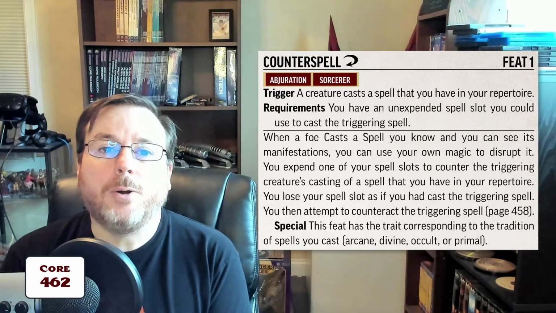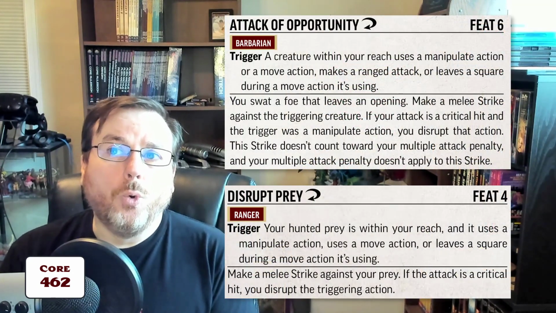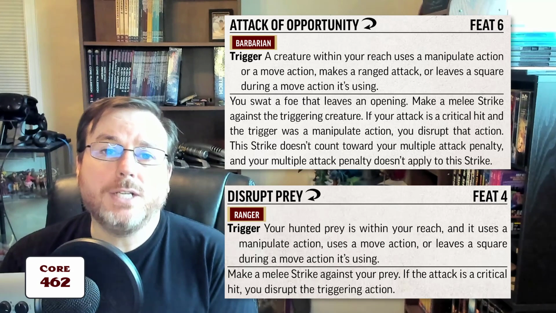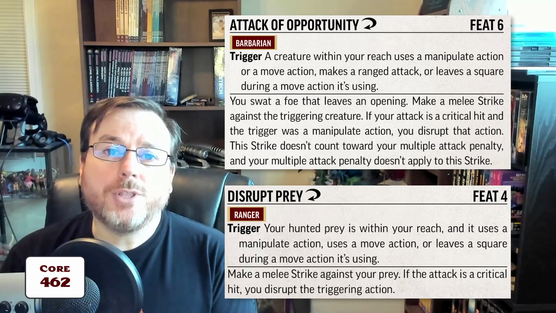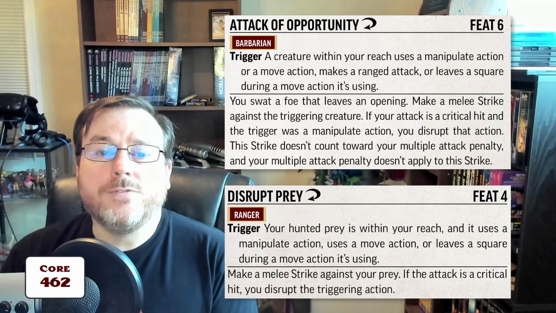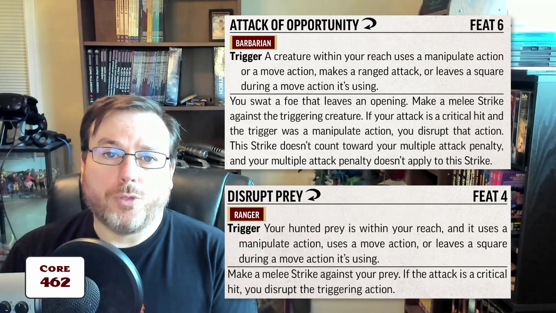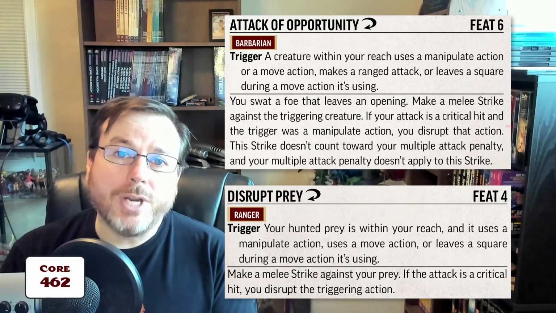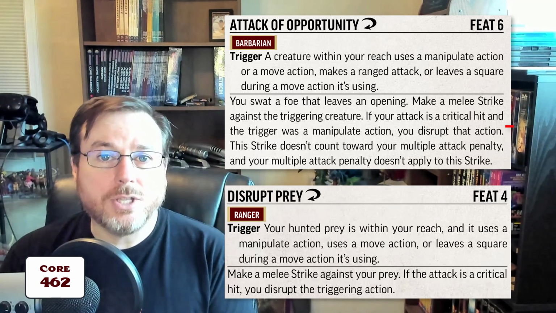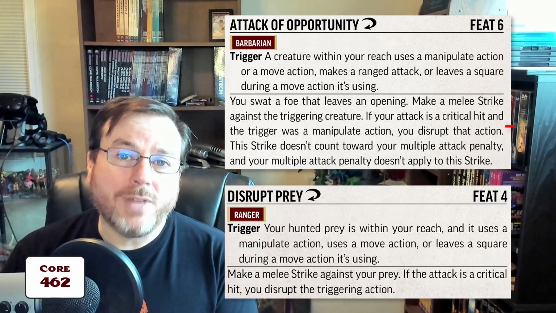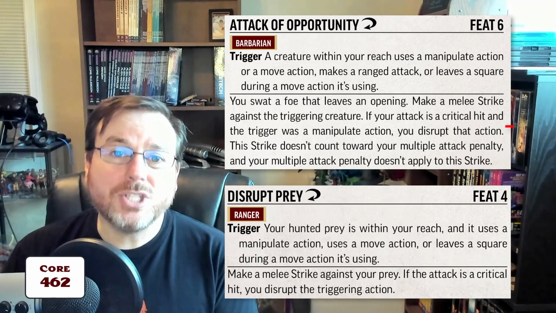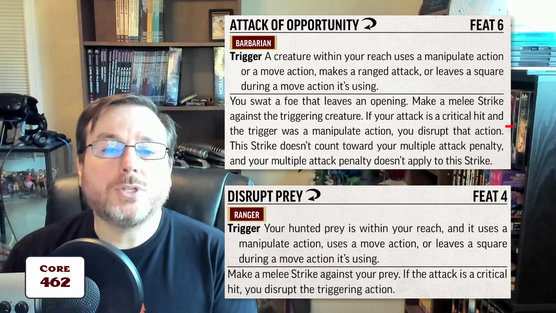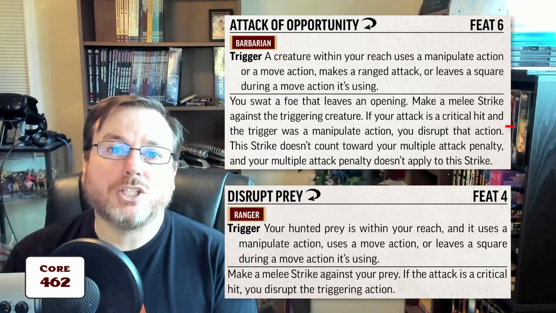And the second fairly common way of disrupting a spell that's being cast is going to be through attacks of opportunity or the disrupt prey feat for our rangers out there. In both of those cases, if an enemy within your threatened area uses a manipulate action, then as a reaction you can make a melee attack against them, and if the result of that attack is a critical success, then it disrupts that triggering action.